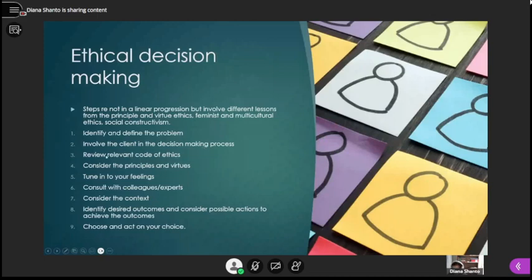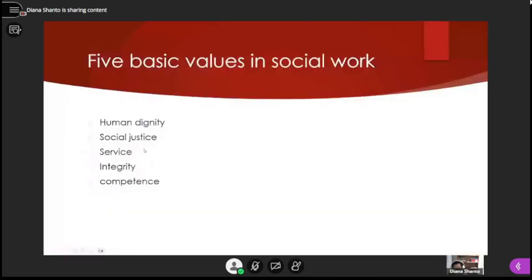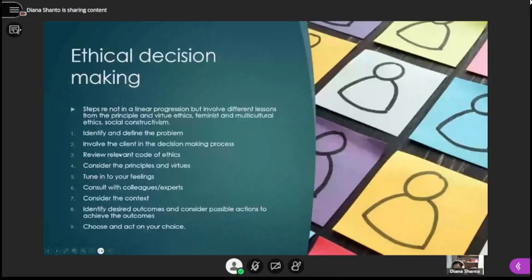Et puis revoir les codes d'éthique. C'est pour ça qu'on doit connaître notre code d'éthique. C'est qu'est-ce que je peux faire, qu'est-ce qui me conseille. Consider the principles and virtues. Qu'est-ce que vous sentez? Surtout avec de l'expérience, you get some gut feeling, on appelle ça le spider sense. What's the right thing to do? Parlez à vos collègues ou à des experts ou à votre superviseur.